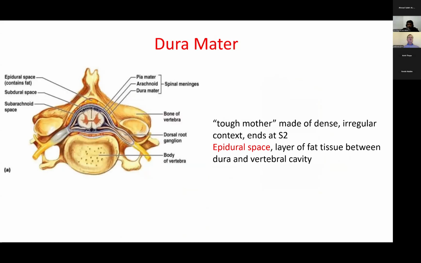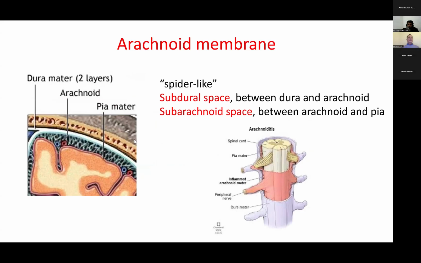I don't have much time to talk more about the dura mater, the very thick membrane. CSF dura rupture and CSF fistula are a big issue in our surgeries. It's a kind of complication, and just underneath is the spider-like arachnoid membrane. There is a subdural space between dura and arachnoid, and subarachnoid space between arachnoid and pia mater.